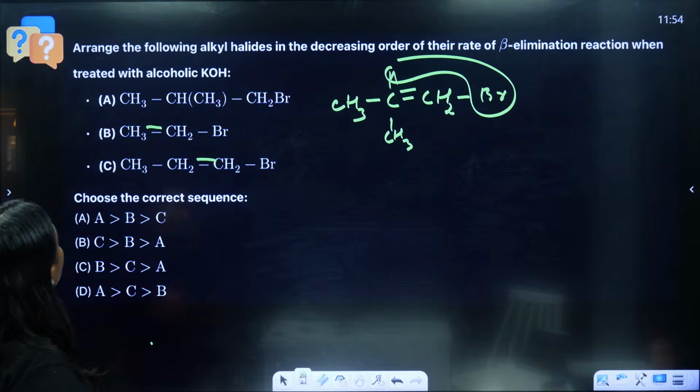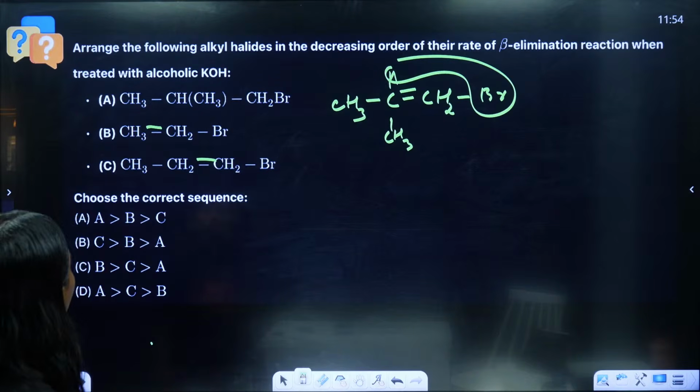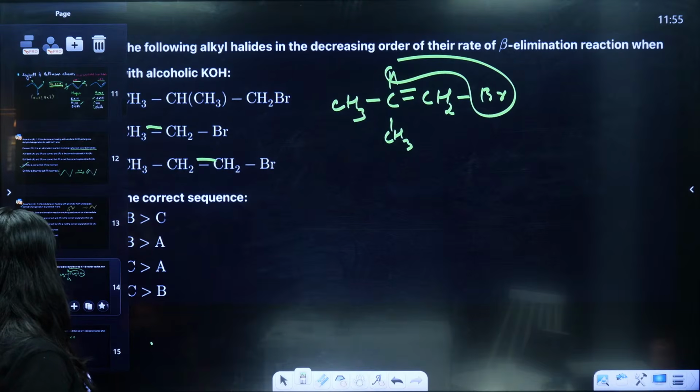Arrange the following alkyl halides in decreasing order of their rate of beta elimination with alcoholic KOH. So they are asking about the rate, so you should calculate accordingly.